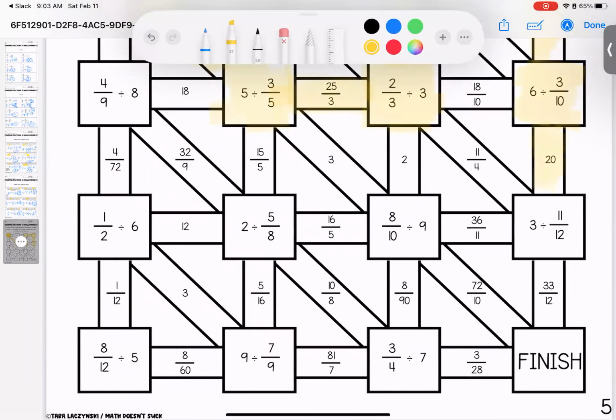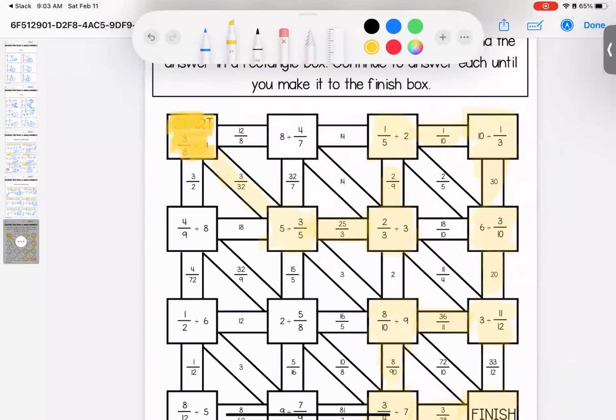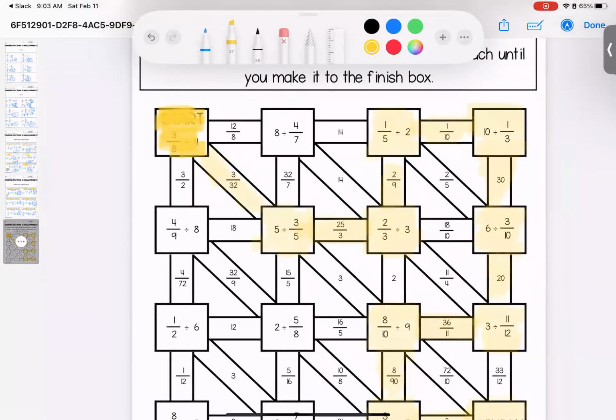And then we come here, and my answer is 36/11. And then here for 8/90. And then here for 3/28. And you are finished. So your final path should look like that.